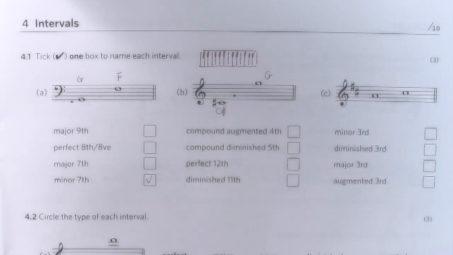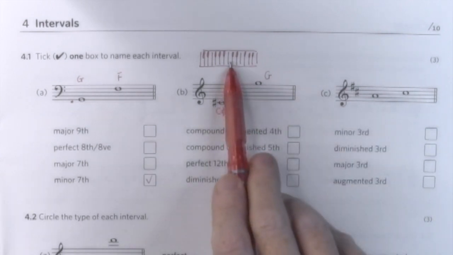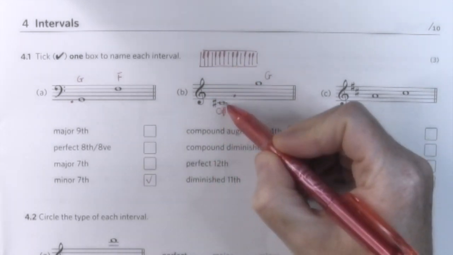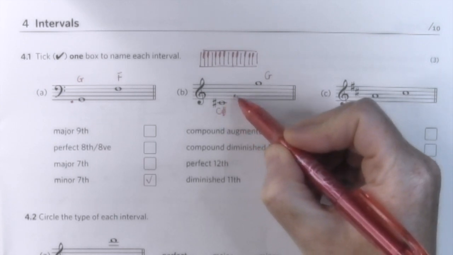Do sharp Sol. First of all, the number of the interval: 1, 2, 3, 4, and 5. It's 5 notes. You can also count them here: 1, 2, 3, 4, and 5.